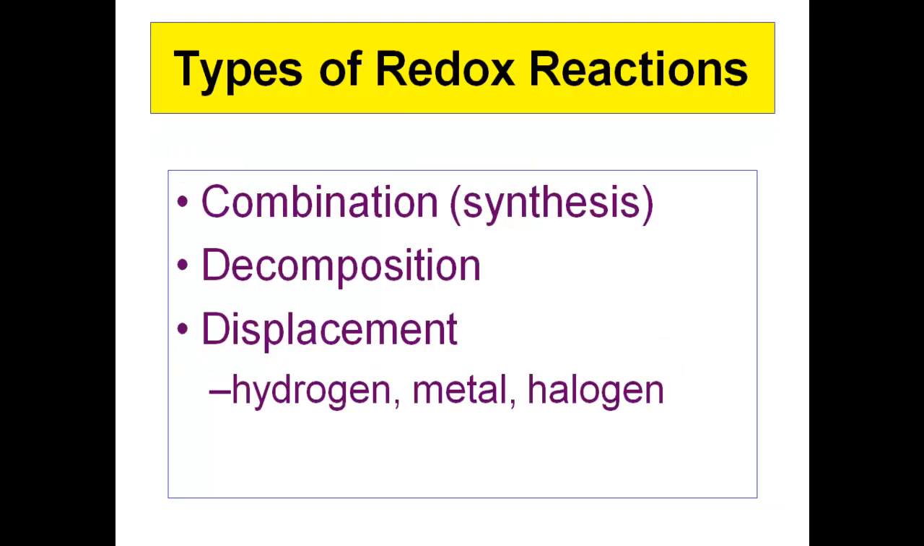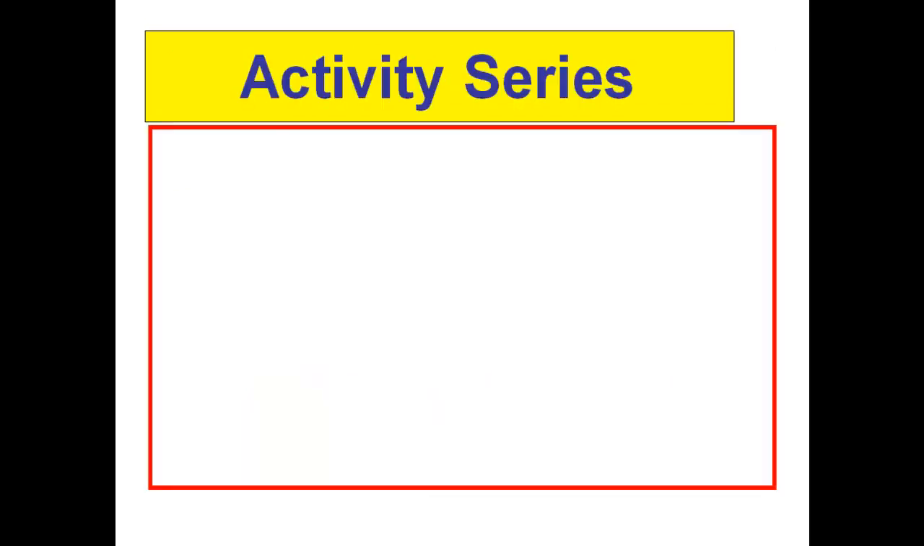There are several types of redox reactions: combination reaction, or the synthesis, when 2 things combine to form one new substance; decomposition reactions, when one thing breaks down into its elements; and a displacement, which are the ones that we just seen: hydrogen, metal, halogens. Any of those 3 types of reactions can be considered redox reactions. It's all based on the change in oxidation numbers.